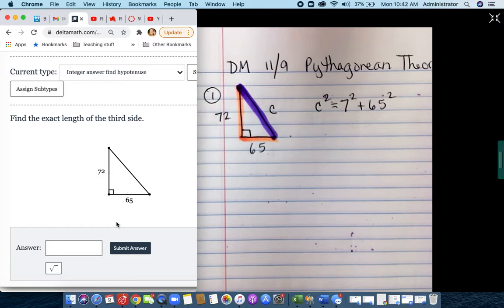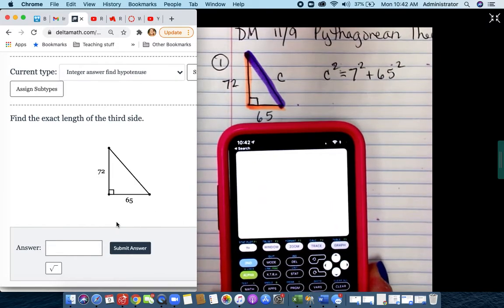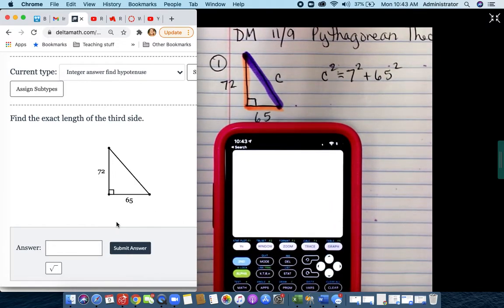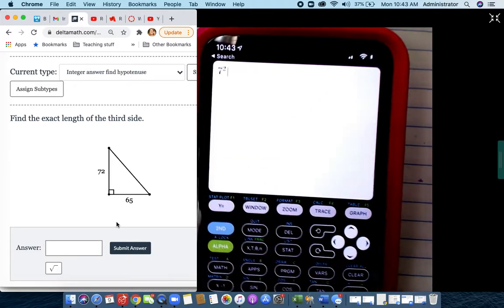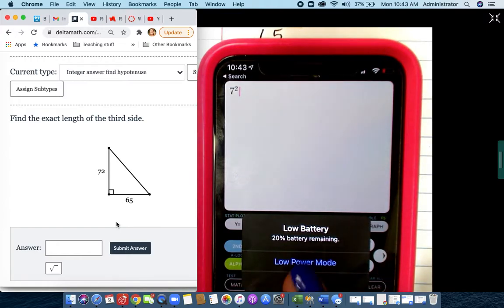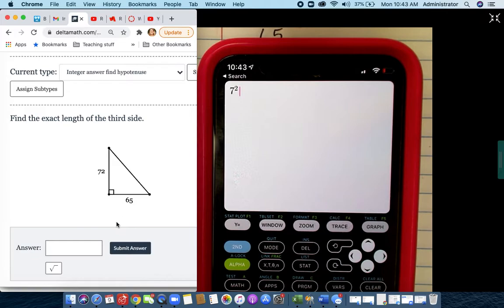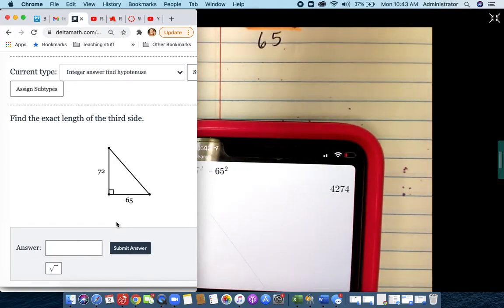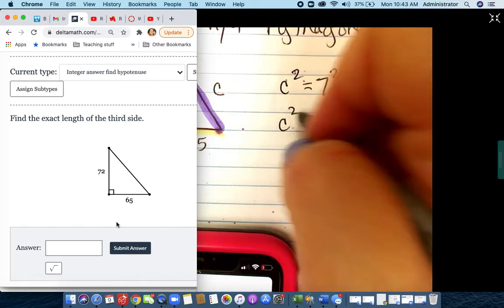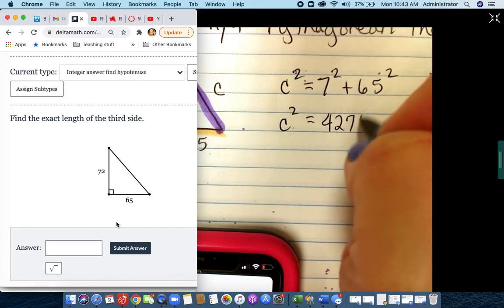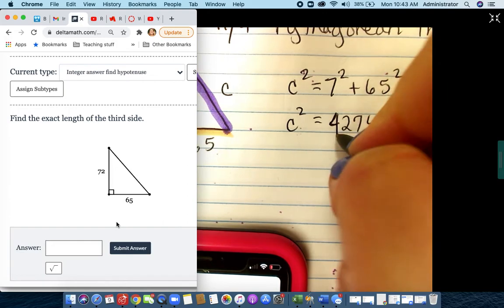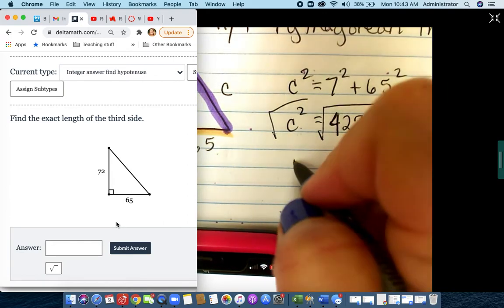So I'm going to use my phone calculator, since that's probably what you're going to use. And I'm going to type in 7 squared plus 65 squared. Sorry, it's going to get blurry. And that value is 4,274. So I'm going to write C squared equals 4,274. And then we take the square root of both sides.